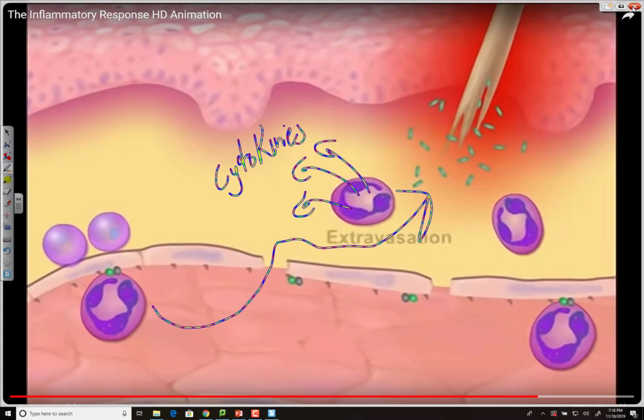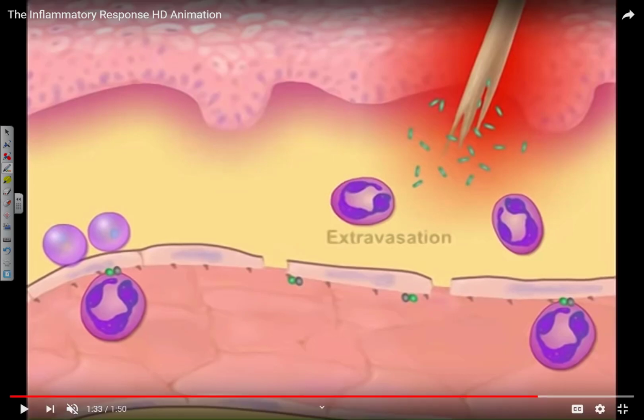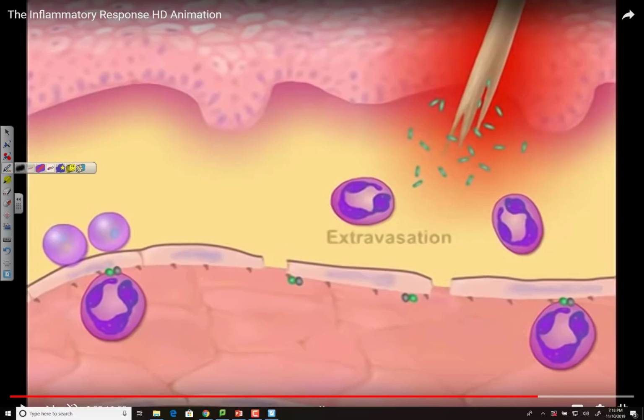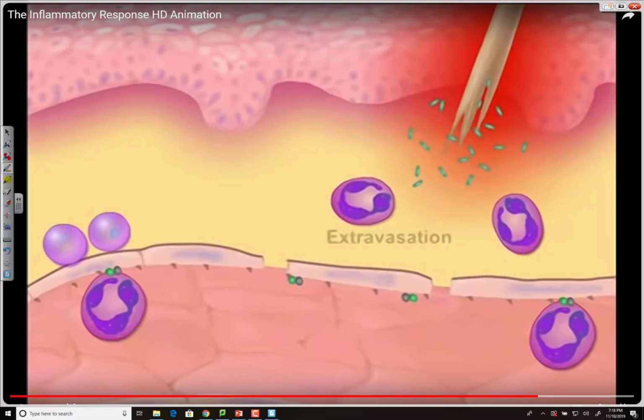Now, we talked about prostaglandins. Now look, prostaglandins, what do they do? Let's review that, and you should know this. Number one, they increase inflammation.